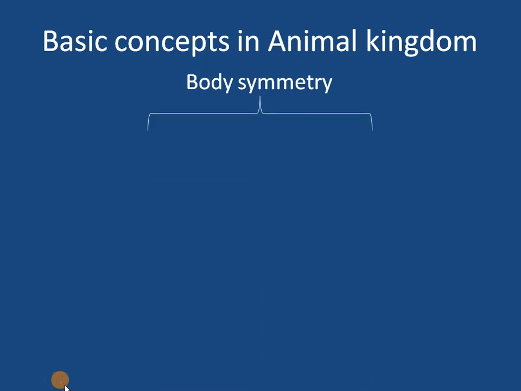Now the first term is related to body symmetry. Body symmetry से related we are going to study two terms. First is radial symmetry. Second is bilateral symmetry. One more term is present which is related to body symmetry, which is asymmetry. But we will not discuss that term because asymmetry is very easy to understand. We are focusing here mainly upon radial symmetry and bilateral symmetry.